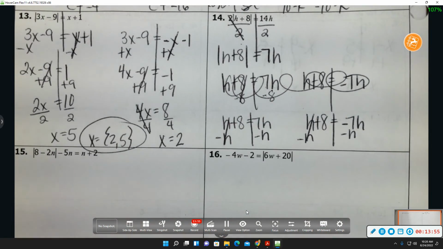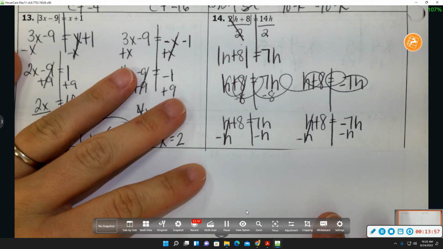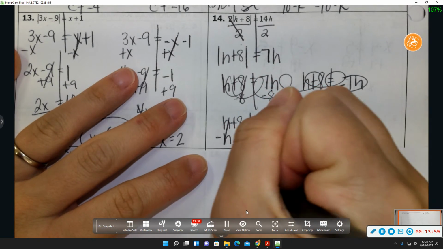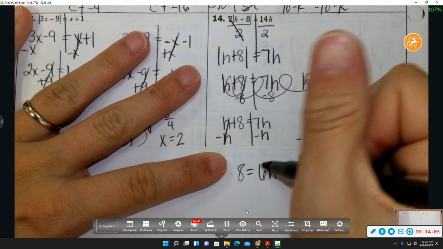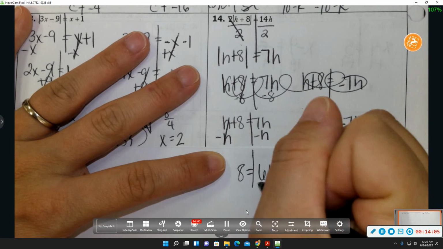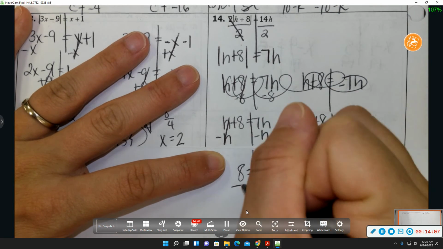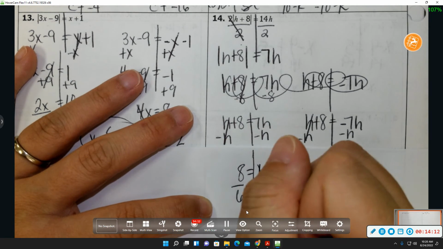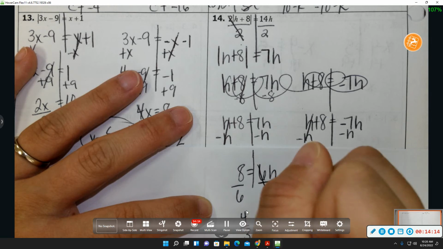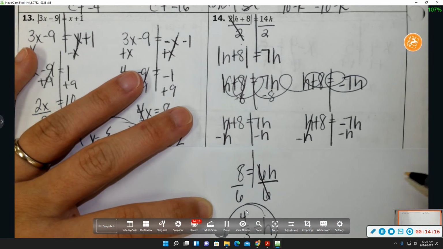let me write this on this paper. So now I would say, okay, 8 equals 6h for this one. To get h by itself, you would divide by 6. 8 over 6 simplifies to 4/3. So there's one of my answers.